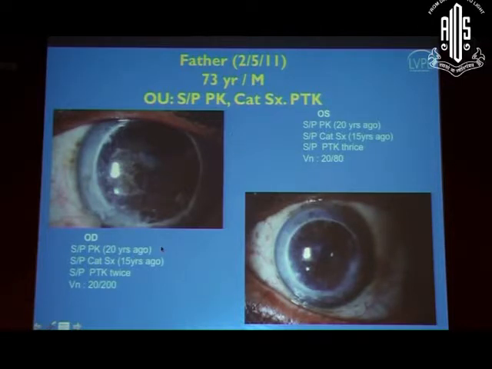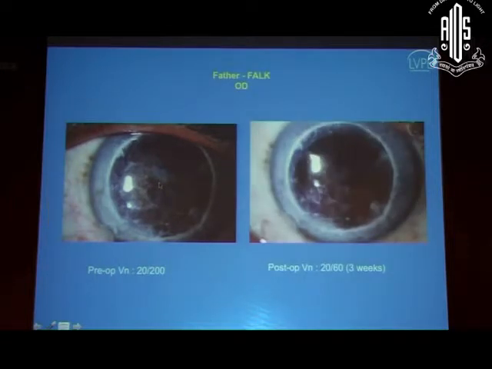In both eyes he'd undergone PK, he'd undergone cataract surgery, and he'd undergone PTK twice in one eye, thrice in the other eye. And his visual acuities when he presented were 20/200 in the right eye and 20/80 in the left eye. So we did FALC for his right eye, and this is a preoperative photograph.